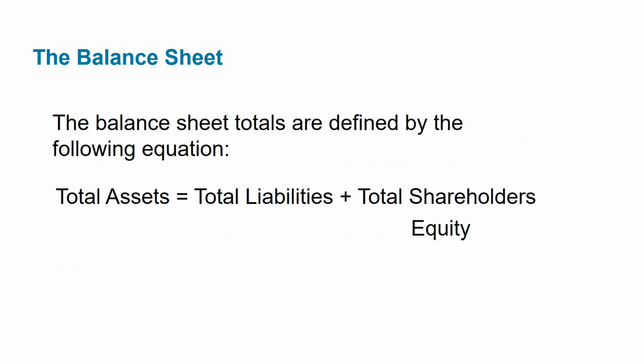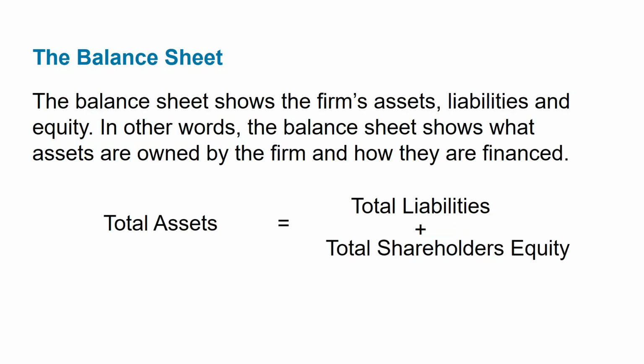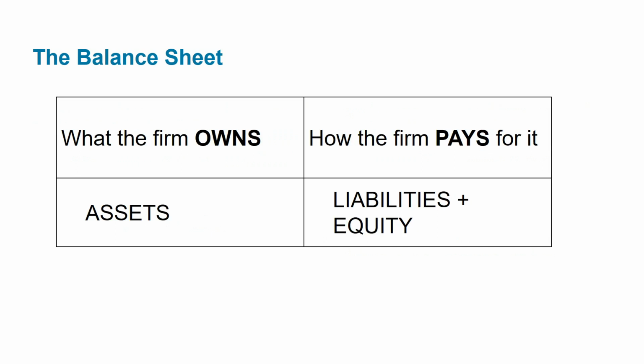The balance sheet totals are defined by the following equation: total assets equal total liabilities plus total shareholder equity. It's important to remember that the balance sheet shows the firm's assets, liabilities, and equity. In other words, the balance sheet shows what assets are owned by the firm and how they are financed. Remember, total assets is equal to the total liabilities plus total shareholder equity. This diagram should simplify that.